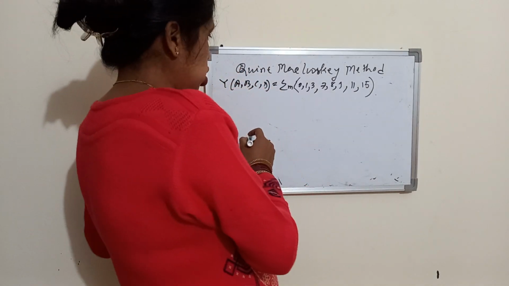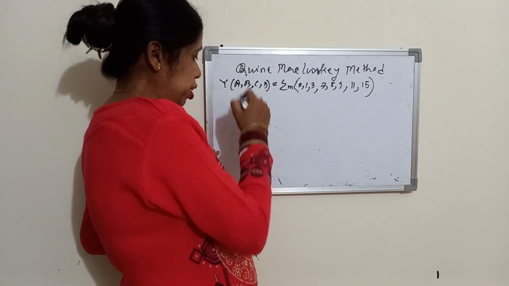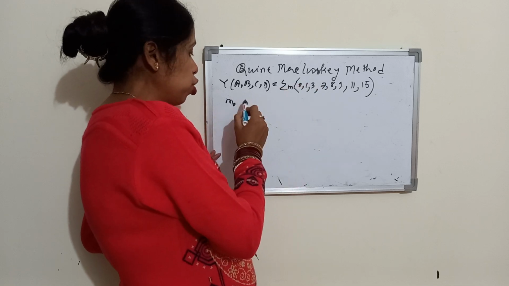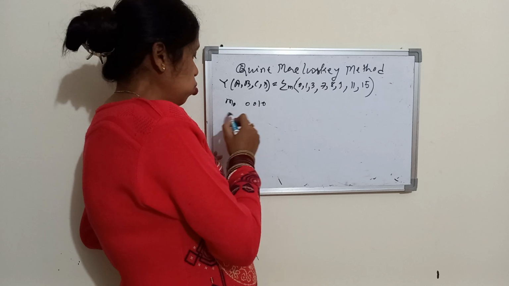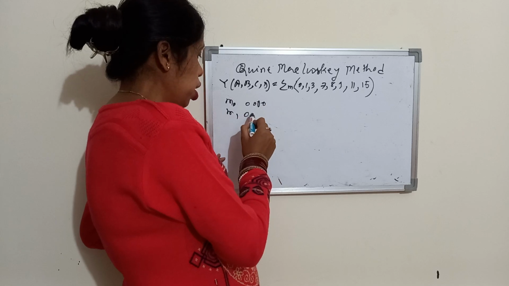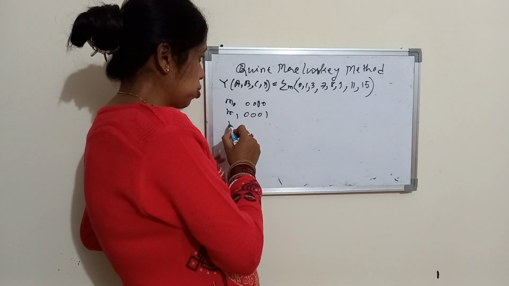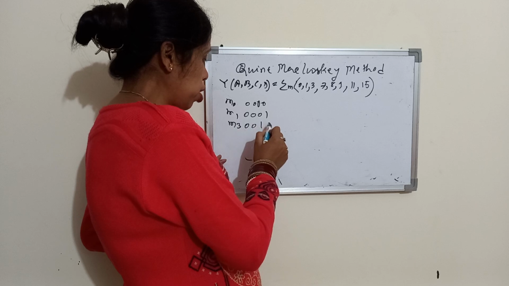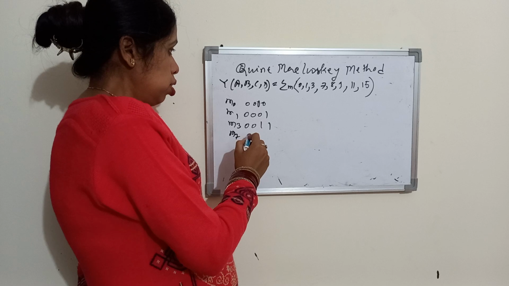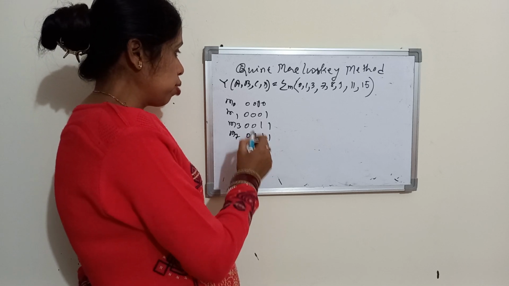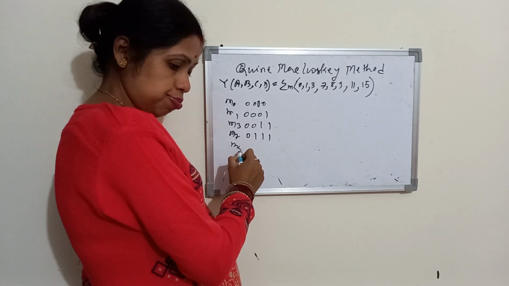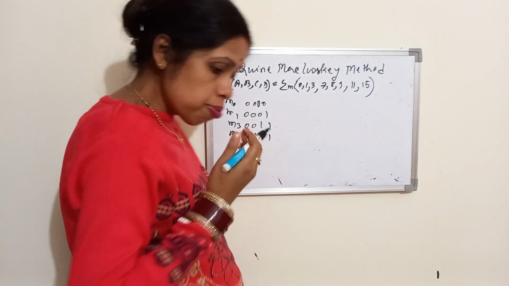So the first process is that I write all the min terms, whatever min terms are available. M0 is 0 0 0 0. M1 is 0 0 1. M3 is 0 0 1 1. So I am writing the binary number of all the min terms. M7 is 0 1 1 1. It is four variables, that's why I am writing all the min terms in four variables. M8.